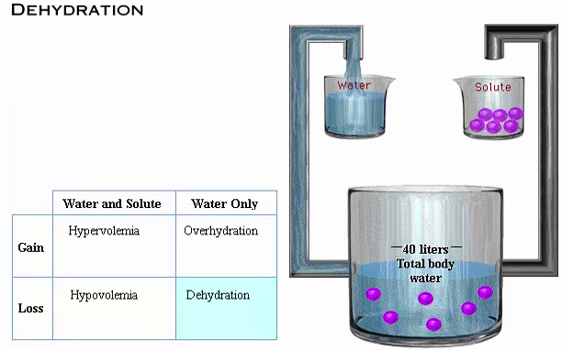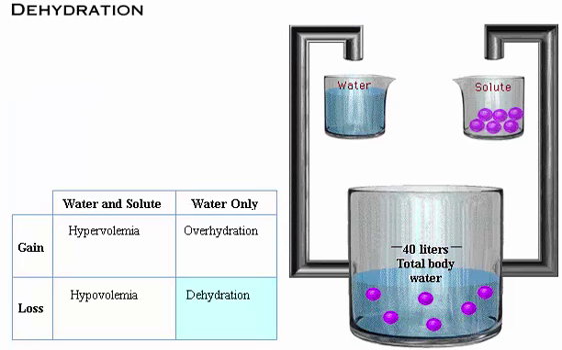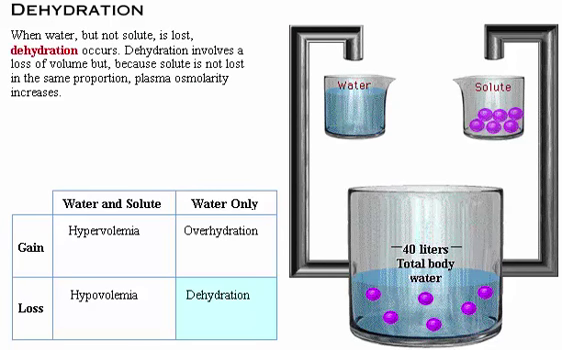When water, but not solute, is lost, dehydration occurs. Dehydration involves a loss of volume, but because solutes are not lost in the same proportion, plasma osmolarity increases. To repeat any animation, click the appropriate quadrant on the chart.